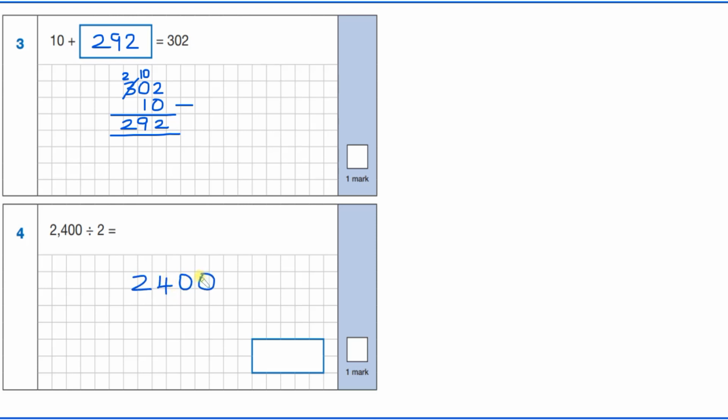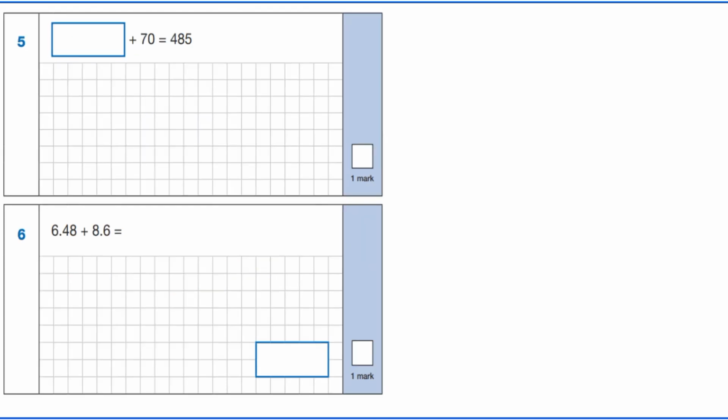Question 4: 2400 divide by 2. You can do a short division if you want. Divide by 2: 2 ones are 2, 2 twos are 4, 2 zeros are 0, 2 zeros are 0. So the answer is 1200. You can also do a partition method: half of 2000 is 1000, half of 400 is 200, add them together, 1200. Question number 5. Something added to 70 is 485.